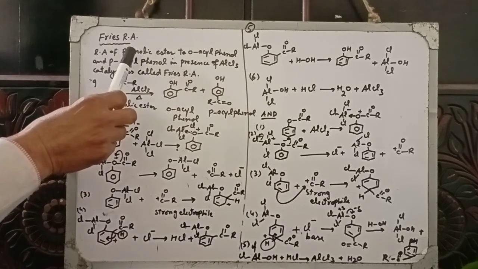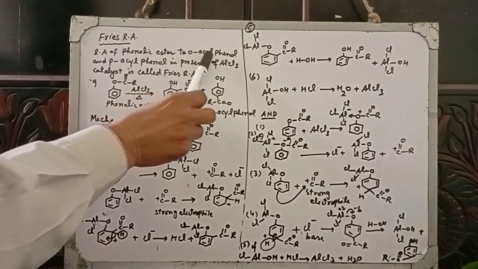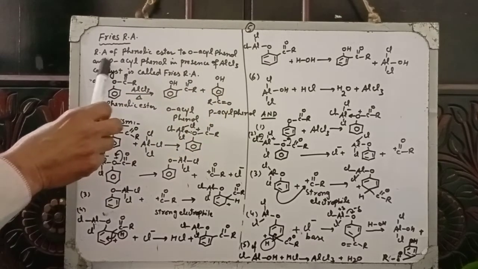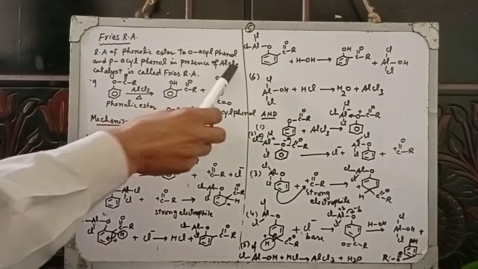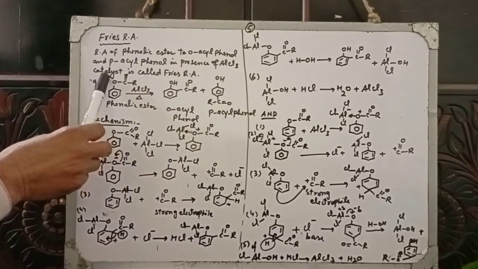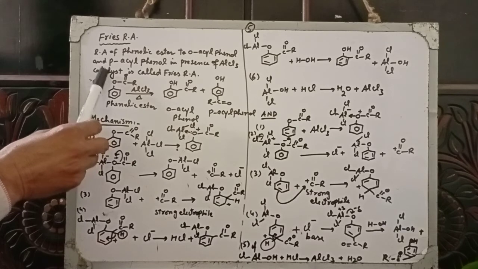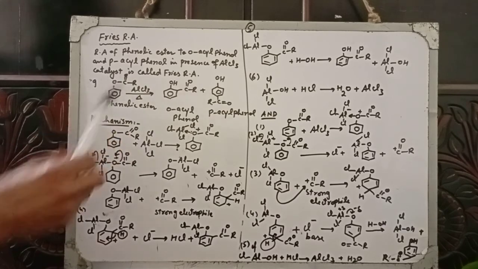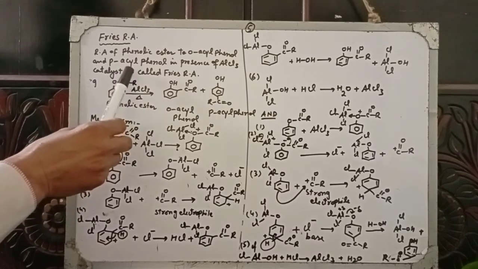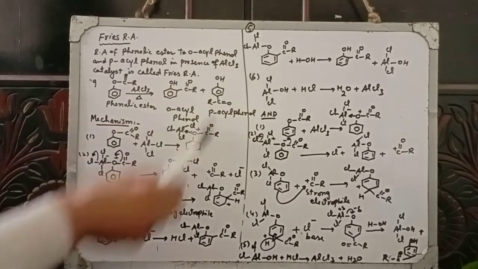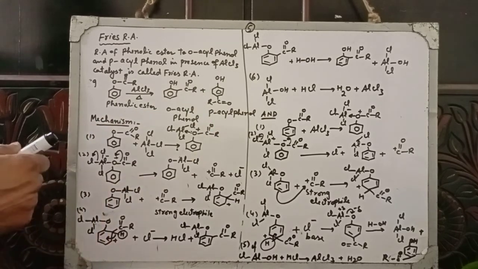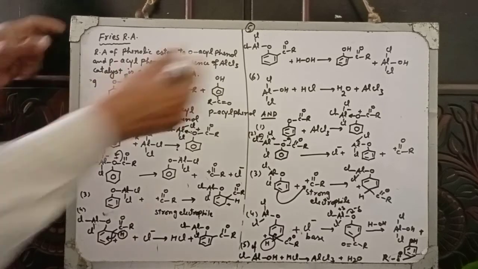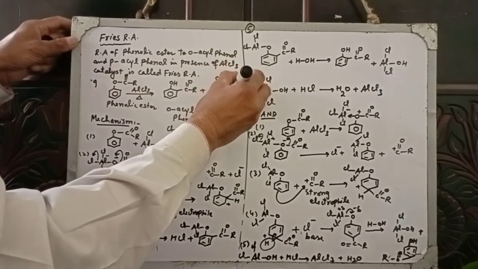Rearrangement of phenyl alkyl ester or phenolic ester to ortho-acyl phenol and para-acyl phenol in the presence of AlCl3 catalyst, which is a Lewis acid, the electron pair acceptor. It acts as the Lewis acid. We explain it. An electron pair acceptor is called a Lewis acid. It is electron deficient.